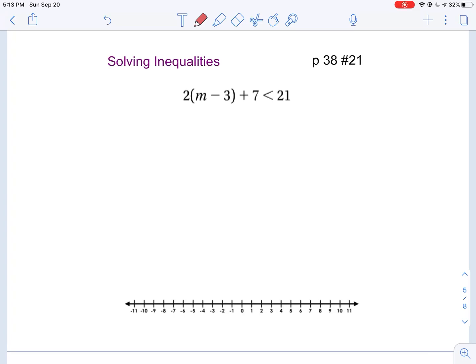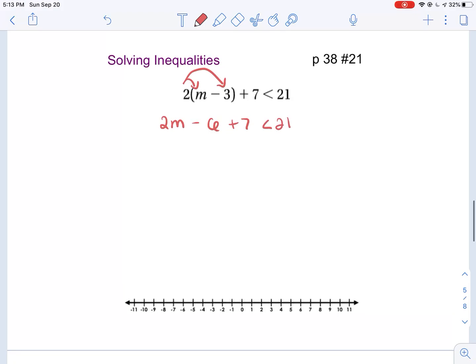So here we have 2 outside of a parentheses. With regular equations, I would distribute. So I'm still going to distribute here. Okay. I have like terms on the same side. So I'm still going to combine those to get +1. I still want to isolate my m. So I'm still going to move this over.